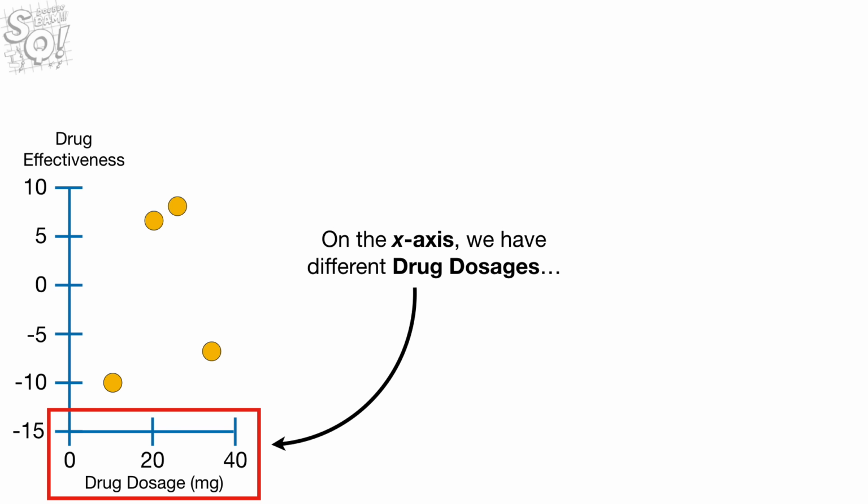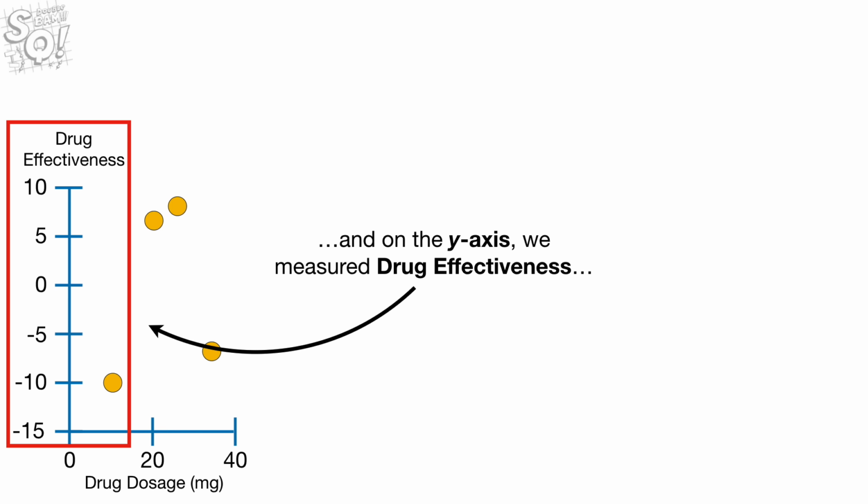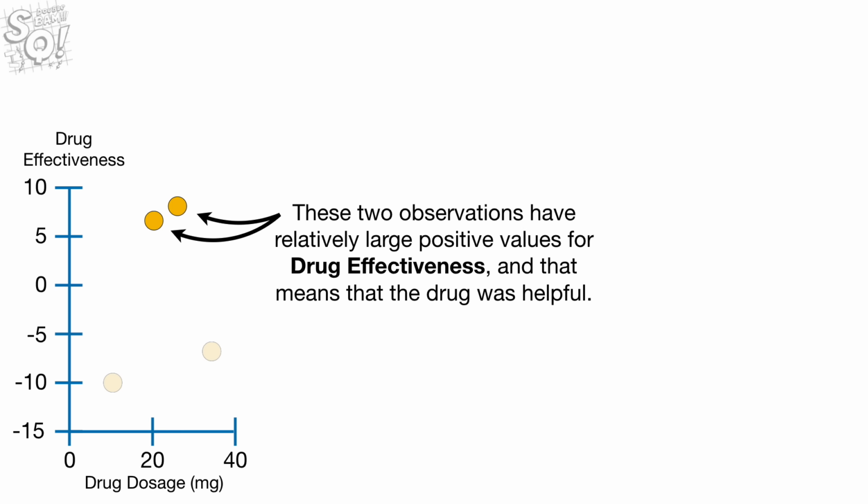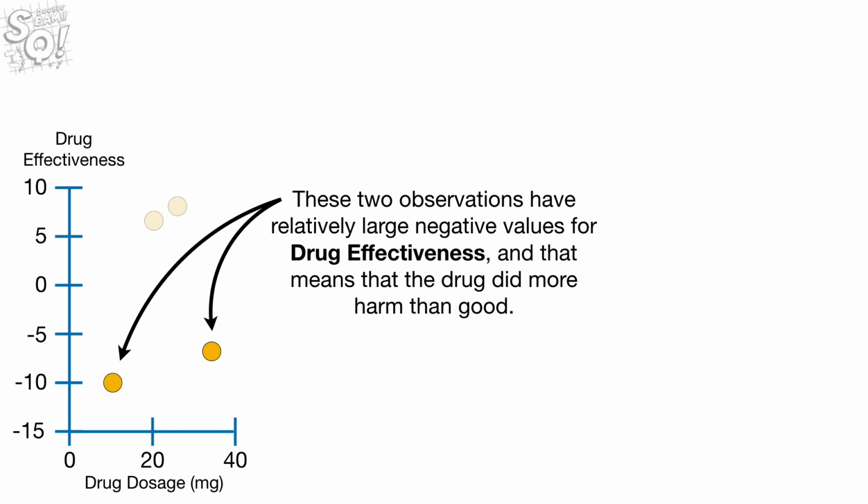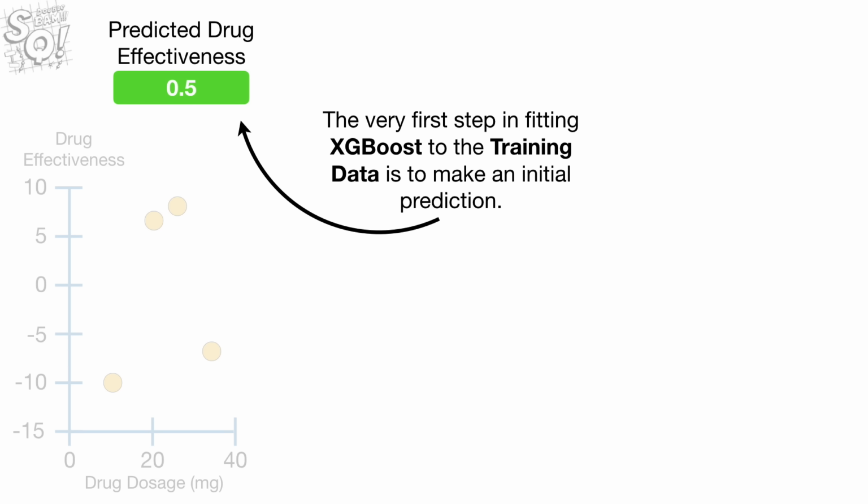On the x-axis, we have different drug dosages. And on the y-axis, we've measured drug effectiveness. These two observations have relatively large positive values for drug effectiveness, and that means that the drug was helpful. These two observations have relatively large negative values for drug effectiveness, and that means that the drug did more harm than good. The very first step in fitting XGBoost to the training data is to make an initial prediction.